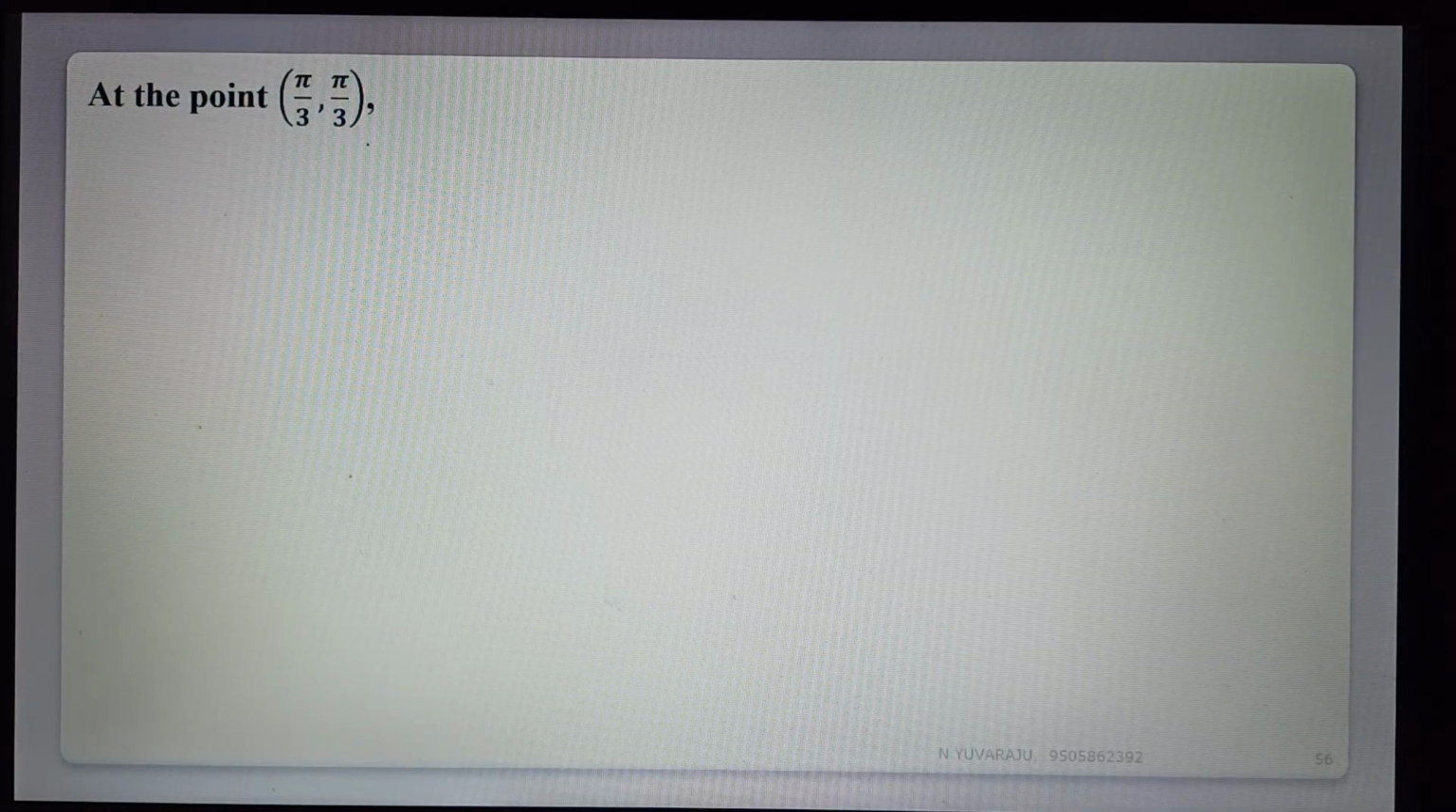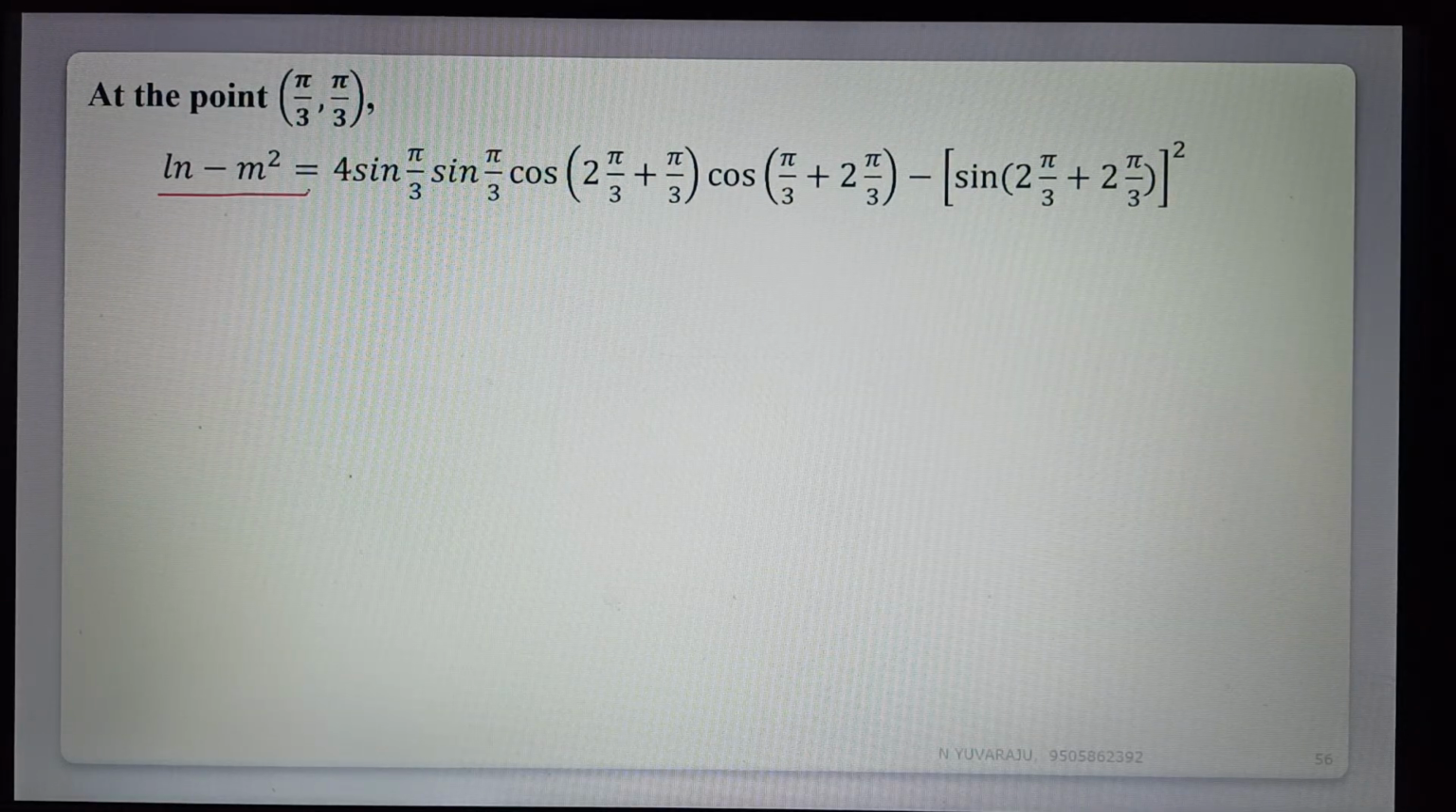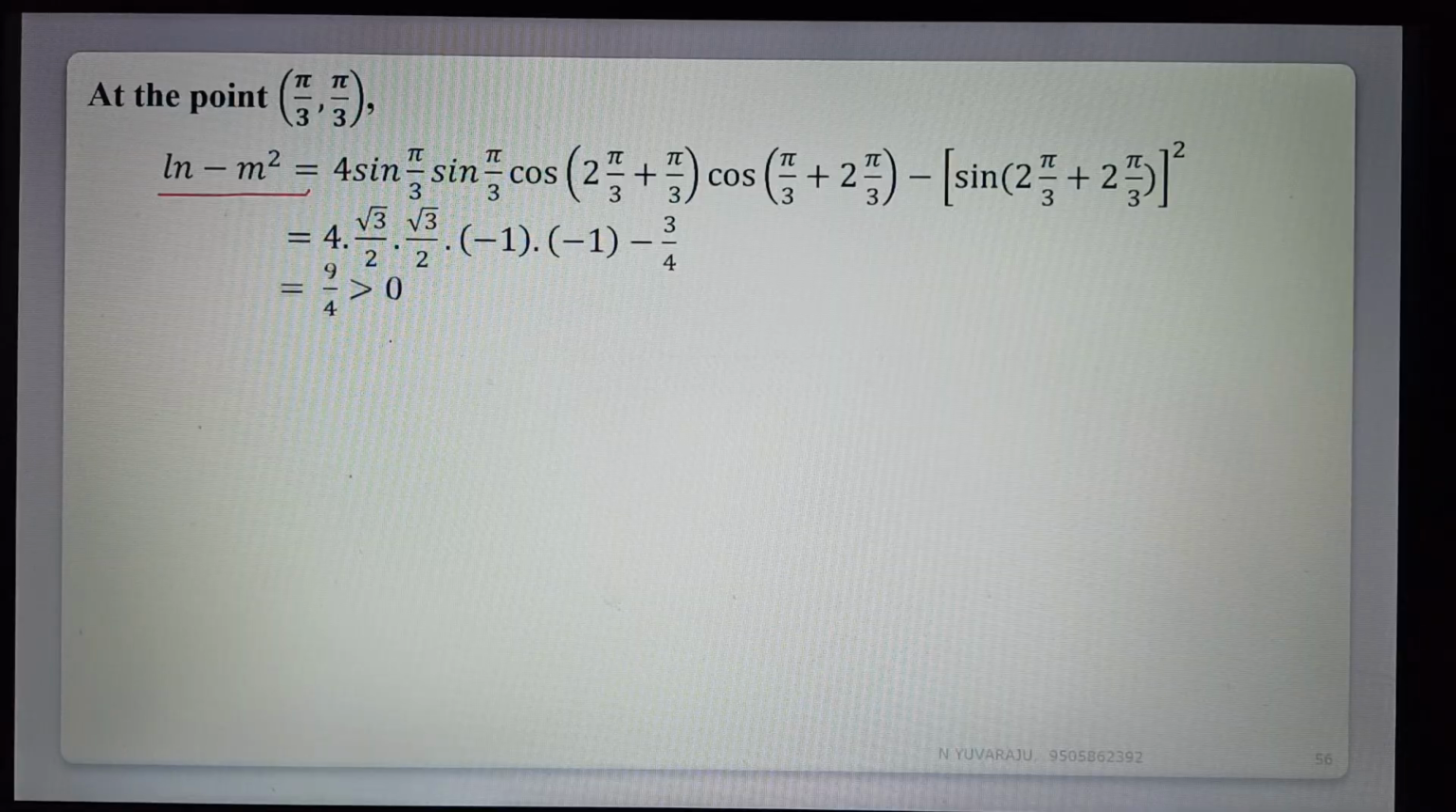At the point (5/3, 5/3), we are discussing the condition ln minus m square. So that is equal to ln minus m square, substituting x is equal to 5/3, y is equal to 5/3, 4 sin(π/3) sin(π/3) cos of (2π/3 plus π/3) cos of (π/3 plus 2π/3) minus (sin of (2π/3 plus 2π/3)) whole square, that is equal to 4 into root 3 by 2 into root 3 by 2 into minus 1 into minus 1 minus 3/4, that is equal to 9/4.